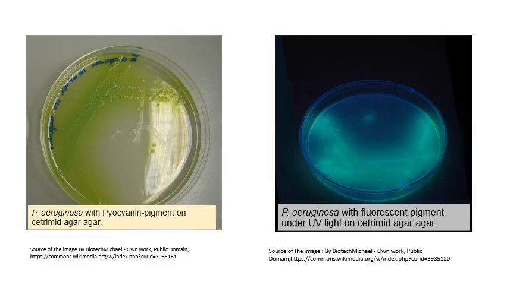So these are two pictures showing the different pigments produced by Pseudomonas aeruginosa on cetrimide agar. This is a kind of culture media used for Pseudomonas aeruginosa culturing. So in the right one, we have the fluorescent pigment produced by this bacteria under the UV light, while the one on the left is showing the pyocyanin pigment on the cetrimide media, which tends to be blue to green color on the media.